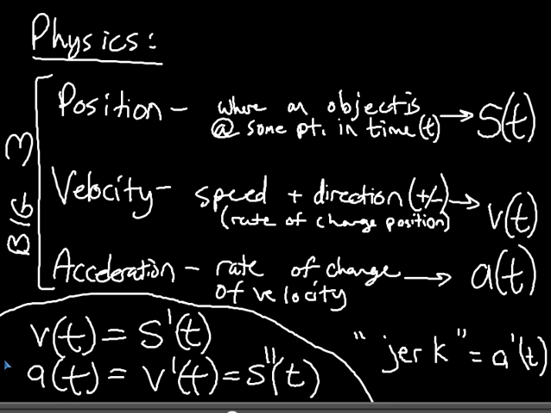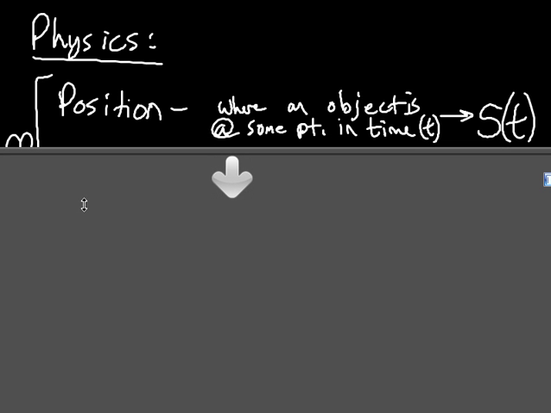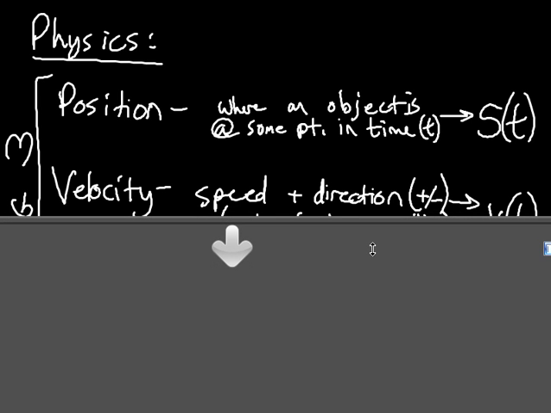Alright, and to close this out, physics applications, we get into more and more of this as the different sections go by. For you physics students, this should be familiar. Position is where an object is located at some point in time, t. And so rather than p of t, they use notation s of t for position. If you take the derivative of position, you get velocity. Velocity is two things. It's speed and direction.